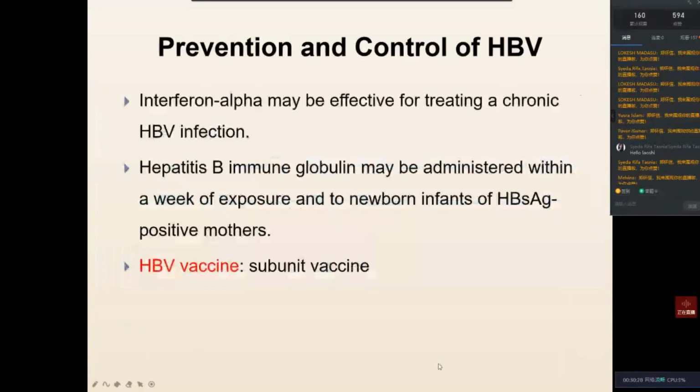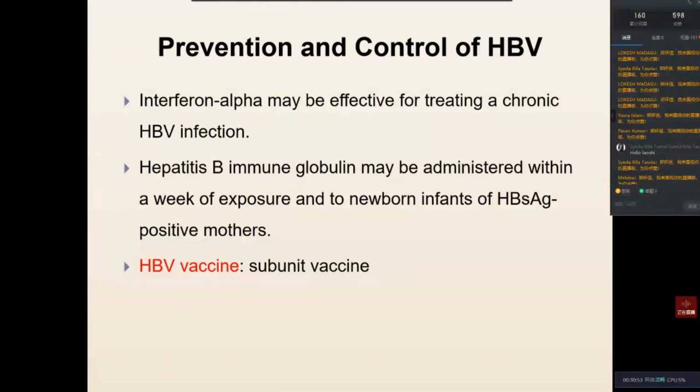Prevention and control of HBV. We can use interferon to treat the chronic infection, and interferon alpha can inhibit HBV replication. And HBV immunoglobulin may be administered within a week of exposure to the newborn infants of the surface antigen positive mothers.